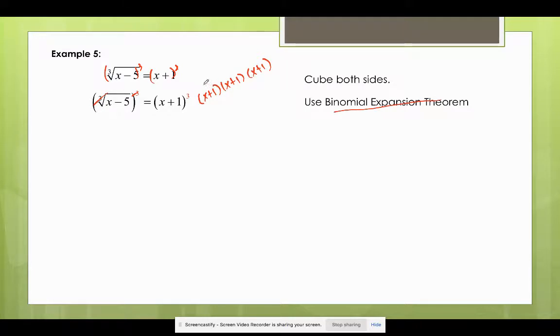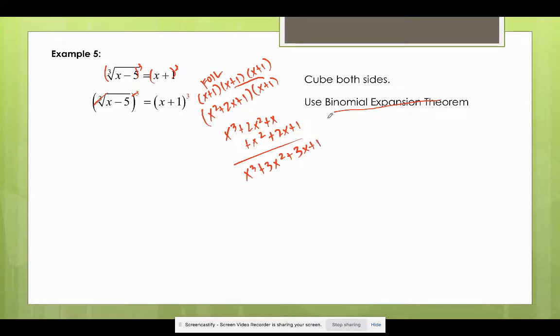So what we're going to do is FOIL these first two here. So we get x squared plus 2x plus 1, and then we're going to multiply that again times x plus 1. So take that x times everything first. You would get x cubed plus 2x squared plus x, and now distribute the 1 to everything. So you would get plus x squared plus 2x plus 1. Let's just combine like terms. x to the third plus 3x squared plus 3x plus 1, okay? So that is that expanded form, just a lot of FOILing.